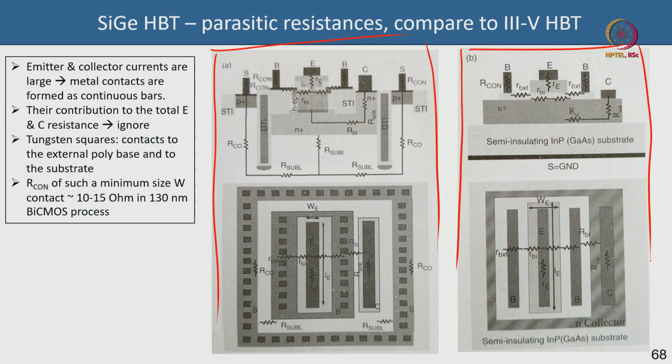You can see that the compound semiconductor relatively looks much simpler here, because the compound semiconductor just has an emitter resistance, a base external resistance, a base internal resistance, and then a collector resistance here. That is all. Okay. That is what this schematic also shows. But in a silicon germanium process, it is fairly complicated.